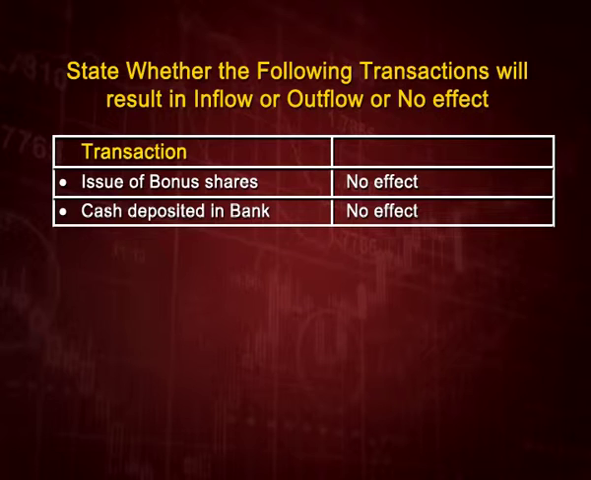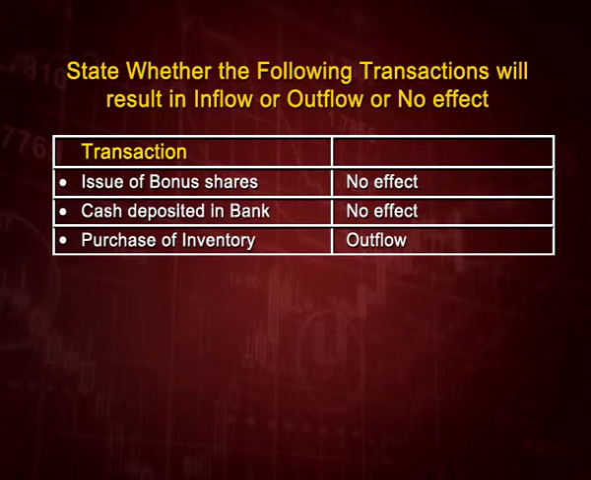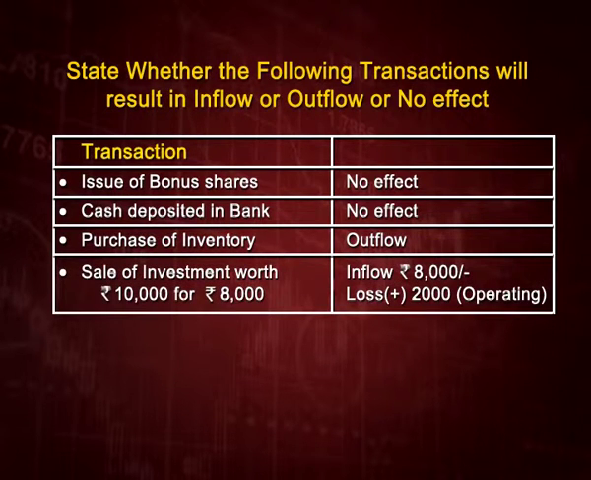So, there is no change in the end. Third point, purchase of inventory, it will be an outflow of cash because cash is going out. Sale of investment worth rupees 10,000 for 8,000. 8,000 is the inflow in investing activity and the loss of 2,000 will be added in operating activity.